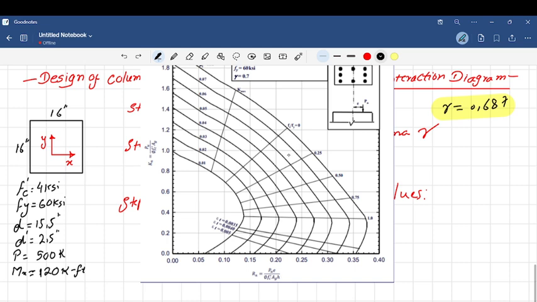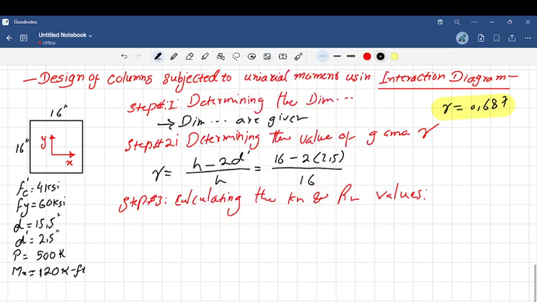Let's plug in the values and calculate the factors. First we had Kn equals Pu divided by phi f prime c times Ag, which equals 500 divided by 0.65 times 4 times 16 by 16.